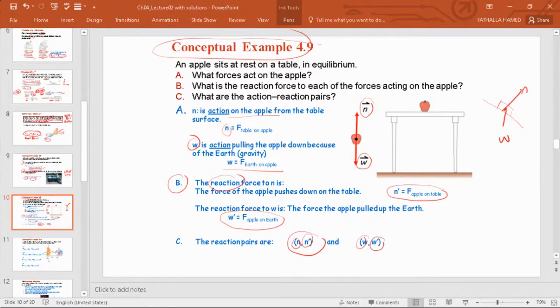Doctor, are we going to study how to measure the normal force? Yes, we'll do that. Later on, in chapter number 5, we'll deal with how to calculate the normal force and so on.